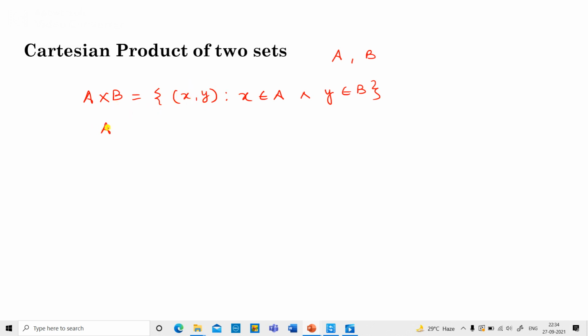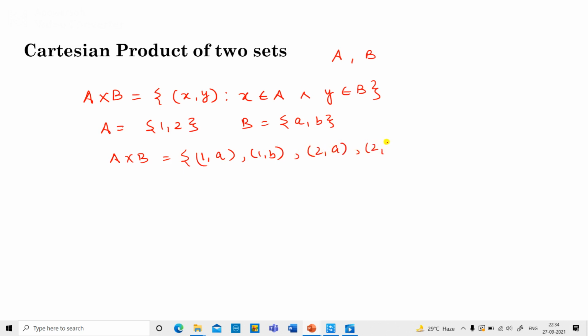For example, suppose A equals {1, 2} and suppose B equals {a, b}. Then A cross B will have the elements (1, a), (1, b), (2, a) and (2, b). So this is A cross B, the Cartesian product of two sets A and B.